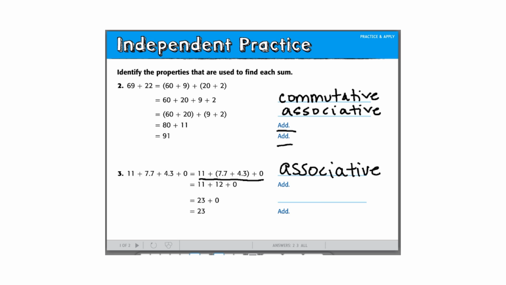Then we add, and this one has a 0 in it. So if you see a 0 in the problem, what is it called, Malachi? Identity. So anytime you see a 0 in the problem, you know that at some point in that problem you will use the identity property. All right? So fill those in, and we'll even do a couple more because we have a little bit more time. I want to make sure you're getting this before we stop.